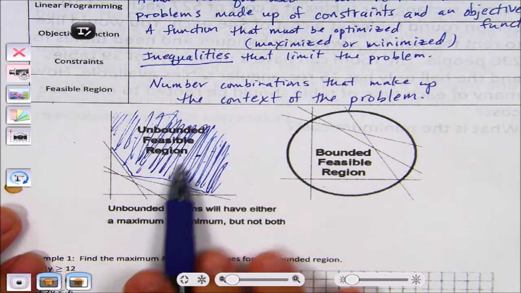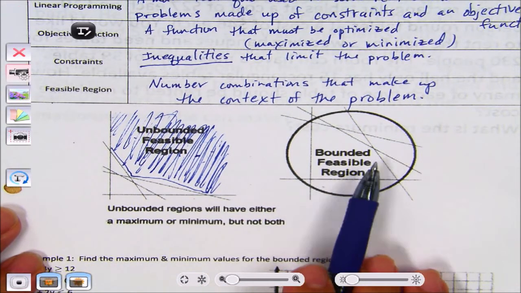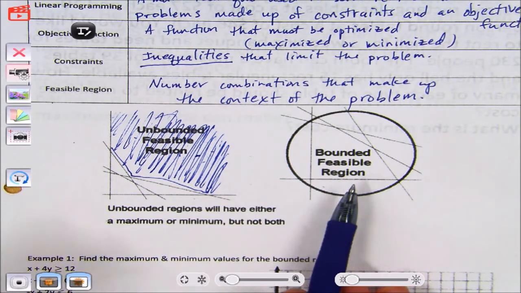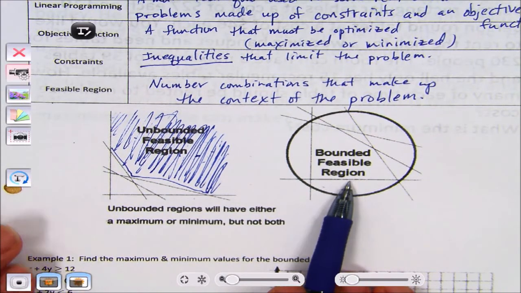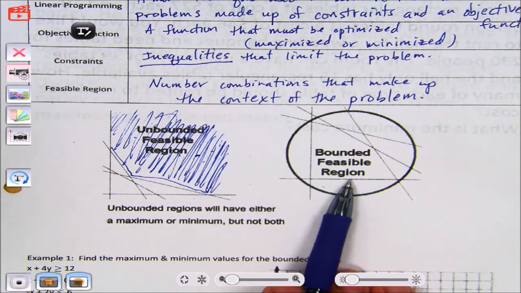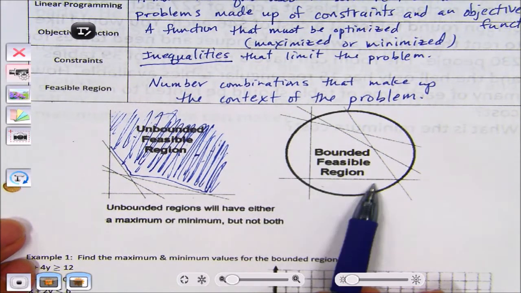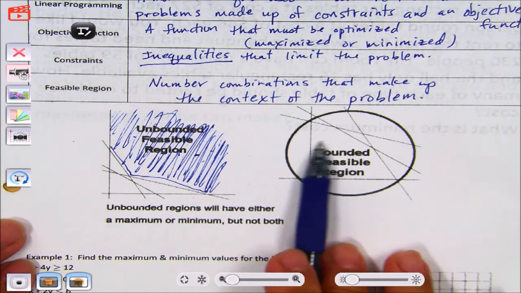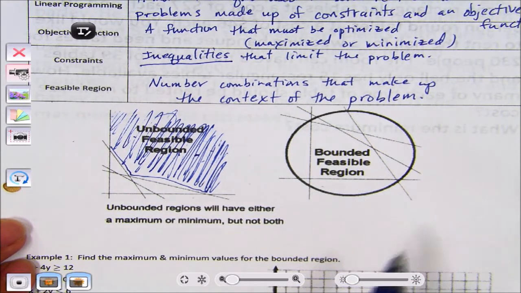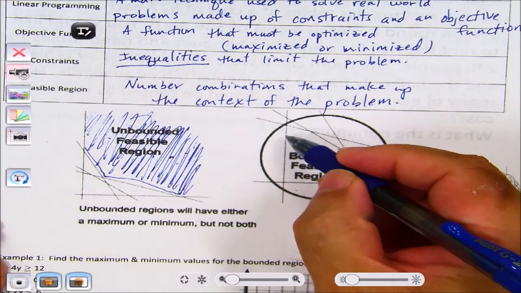All right. Most of the time, my mind goes to this kind of problem. It makes sense to be bounded. Like, you want to sell lots of newspapers, but you only have, say, 500 newspapers. There is a limit to your supply. So usually, real world problems look like bounded feasible regions. All right. So this one, the shading is here.